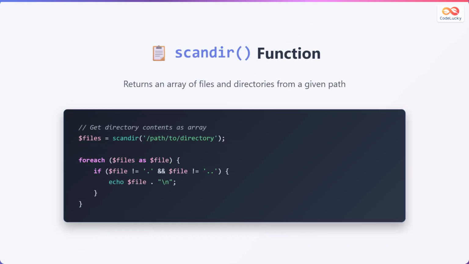The scandir function returns an array of files and directories from a given path. It simplifies the process of reading directory contents into a single function call. For example, $files = scandir('/path/to/directory'). The code uses a foreach loop to iterate through the array of files returned by scandir. Similar to the previous example, it filters out the '.' and '..' entries. Then the script echoes each file name.